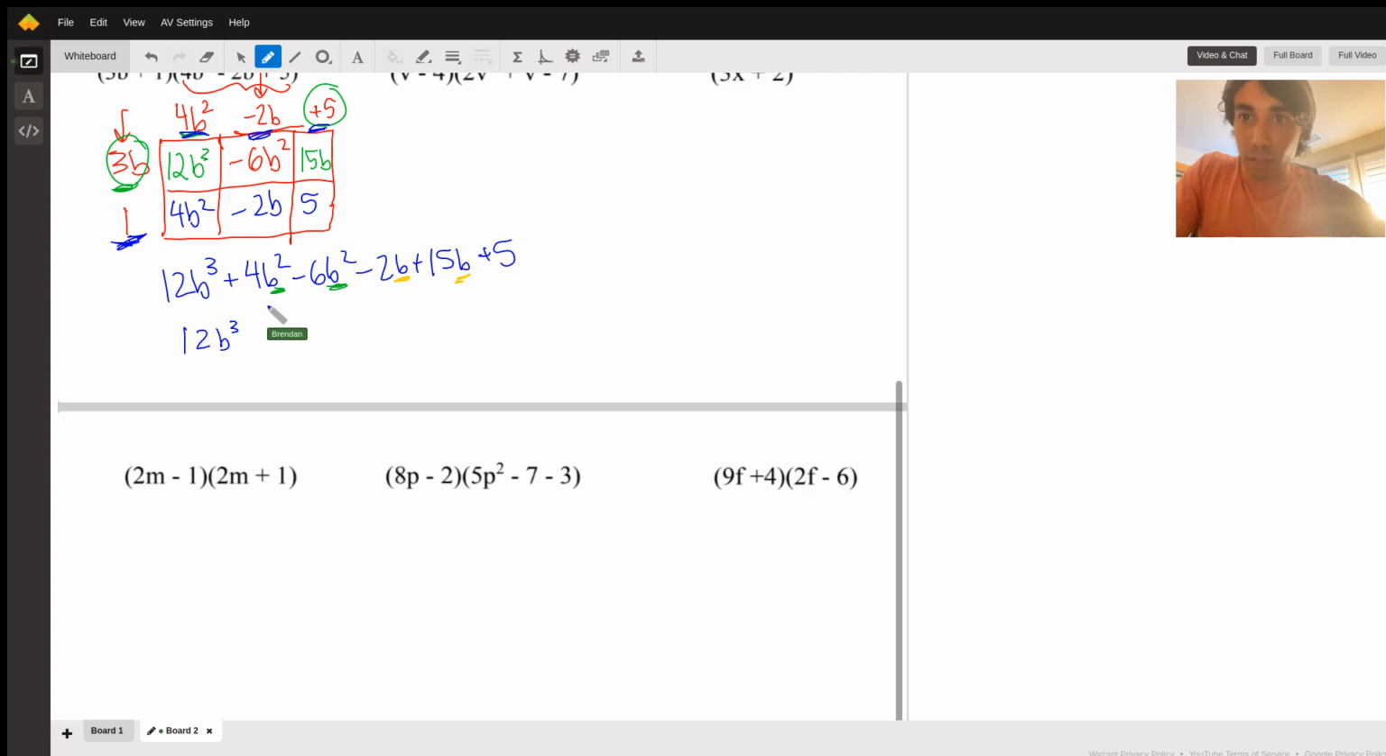So 4b power 2 minus 6b power 2. 4 minus 6 is negative 2. Again, when you're adding and subtracting, do not change the exponent. That only changes if you were multiplying. All right, same thing here. Let's do these yellow guys. Minus 2b plus 15b. So minus 2 plus 15 is 13. So plus 13b. And then plus 5. And there you go. There's the final answer.